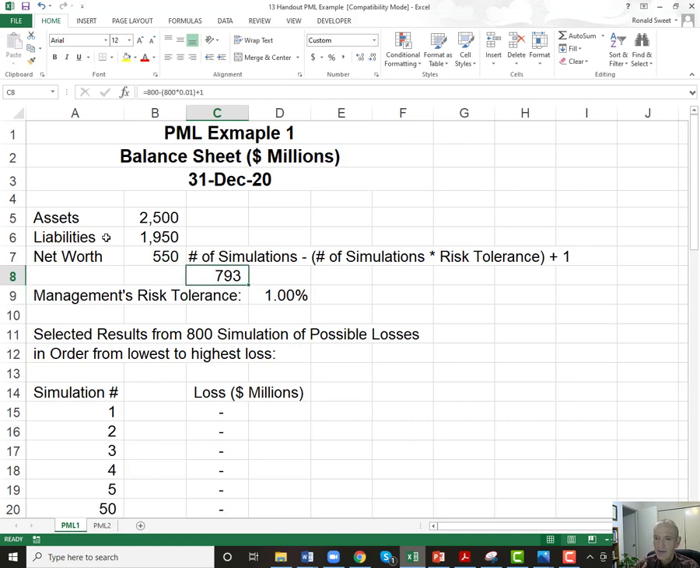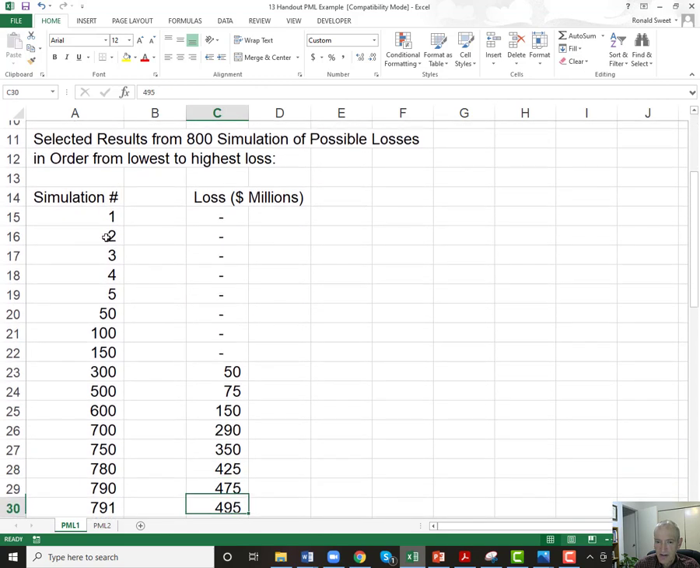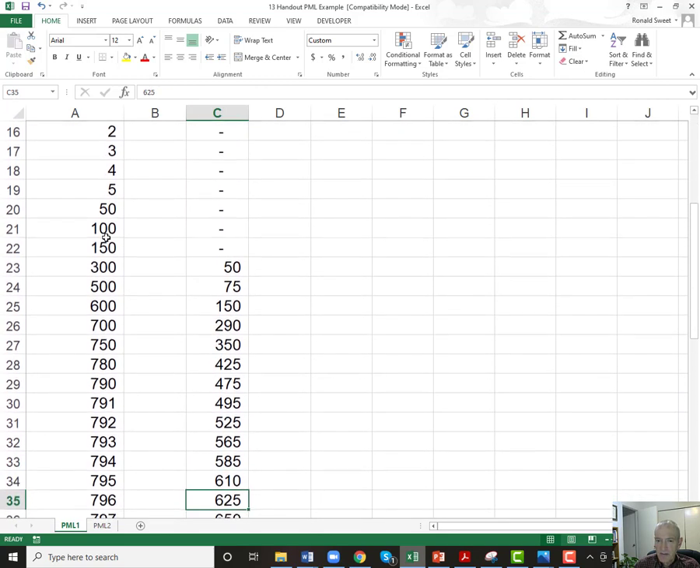If you think about it, it's the 8th from the end. So number 800 is your worst simulation. So that's 1, then 99, 98, 97, 96, 95, 94, 93. So 793 is the 8th from the end. Why? Because we count number 800 as well. So simulation number 793. So we'll go down here. Here's some of the simulations that we had.